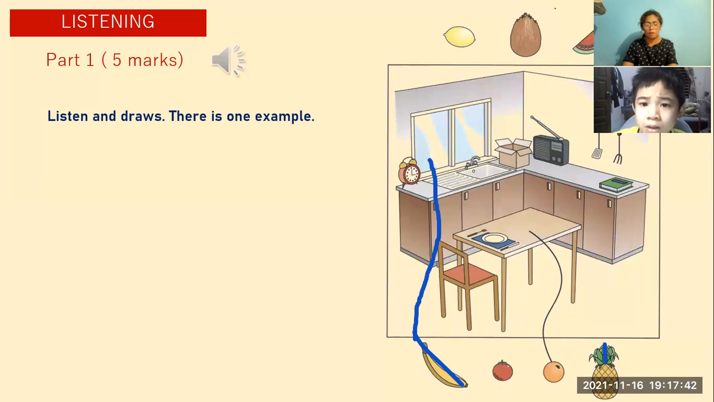Three. The watermelon is in the box. Pardon? What's in the box? The watermelon. Now, watermelon in a box. Four. The lemon is between the radio and the book. Where? Between the radio and the book. Lemon now. Five. The coconut is on the chair. Where's the coconut? On the chair. Coconut.